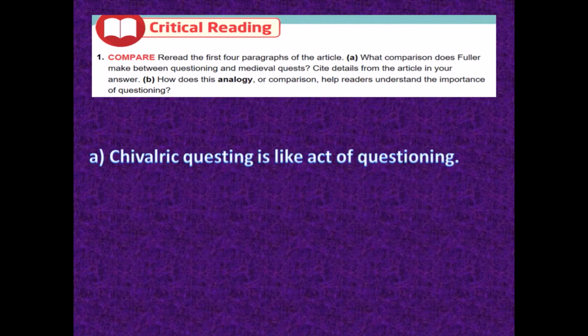Okay. So in letter A, Fuller says that questioning is as risky and demanding as chivalric questing used to be. Individuals searching for answers may have to endure loneliness, criticism, and disrespect. However, like chivalric questing, the act of questioning is rewarding because it can still take you to the ends of the earth or teach you something you did not know before.